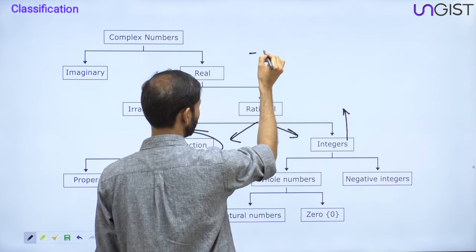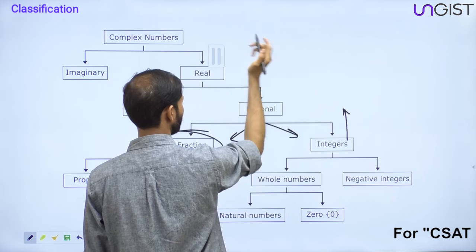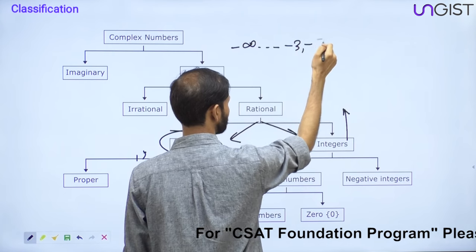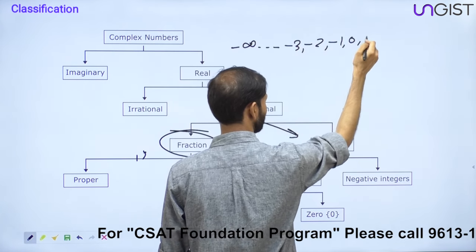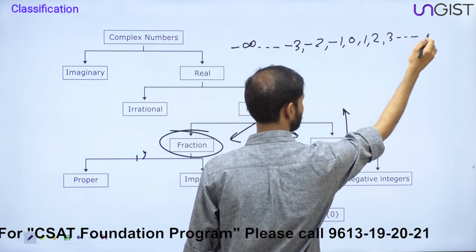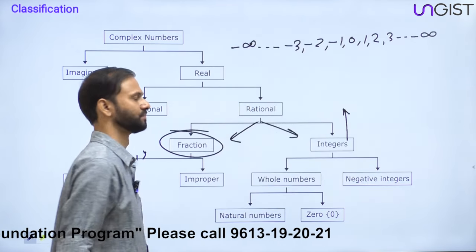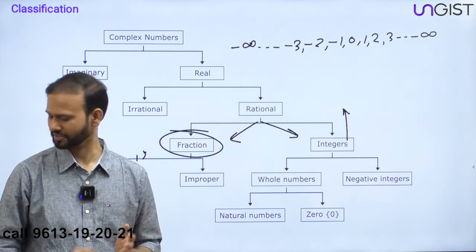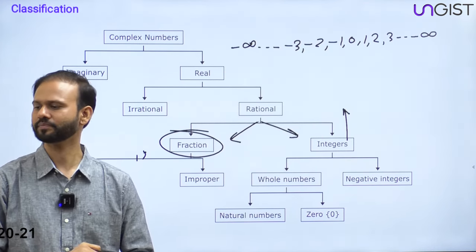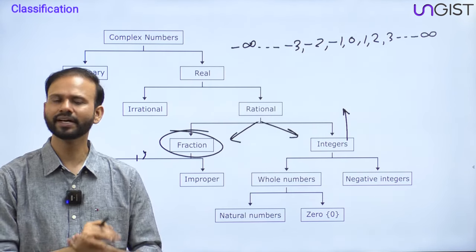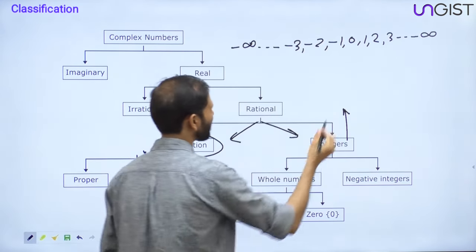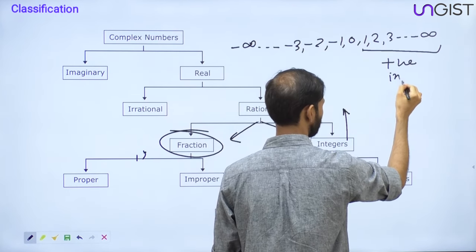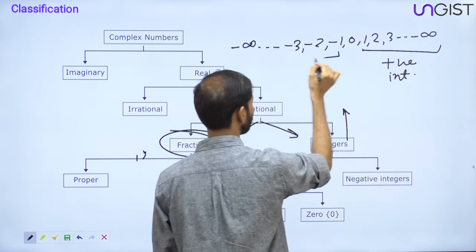So integers are like this: minus 3, minus 2, minus 1, 0, 1, 2, 3, up to infinite. They are integers. Guys, clear? Now this is the positive side of integers. These are positive integers, right? And these are negative integers.